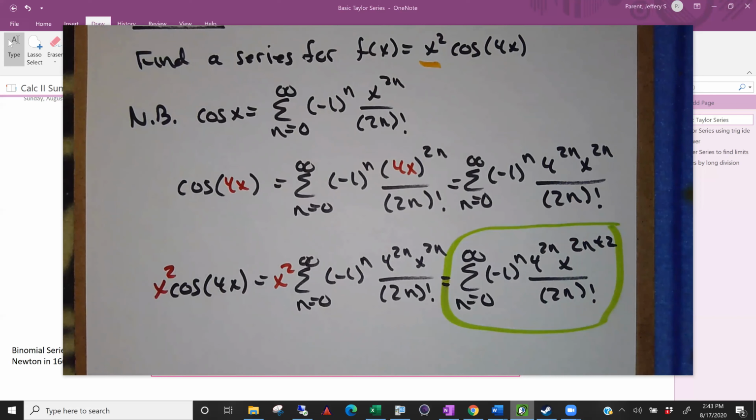Well, speaking of the last one, something we did in the last one was we found the radius of convergence. Actually, we found the interval of convergence, but let's find the radius of convergence for this one. So let's find the radius of convergence.